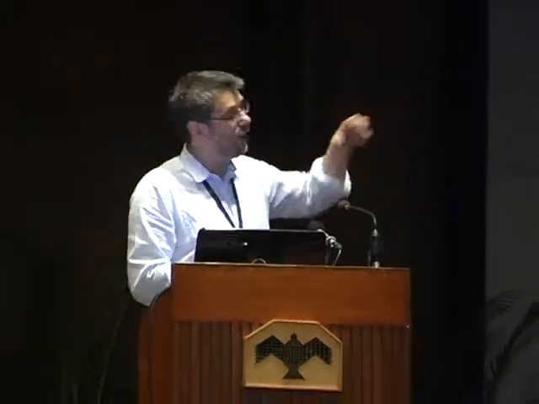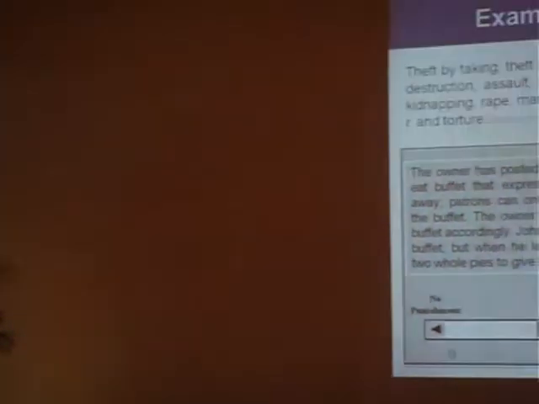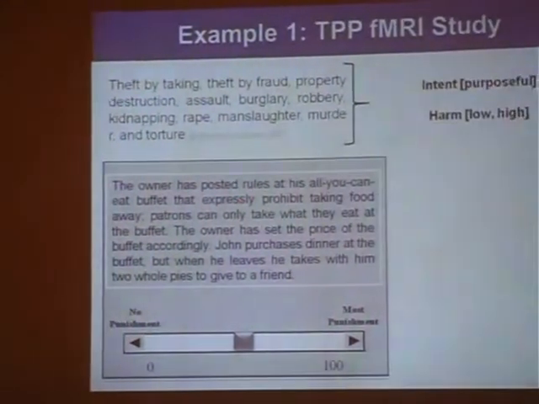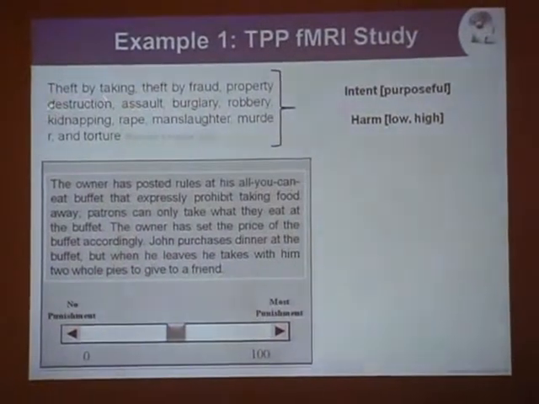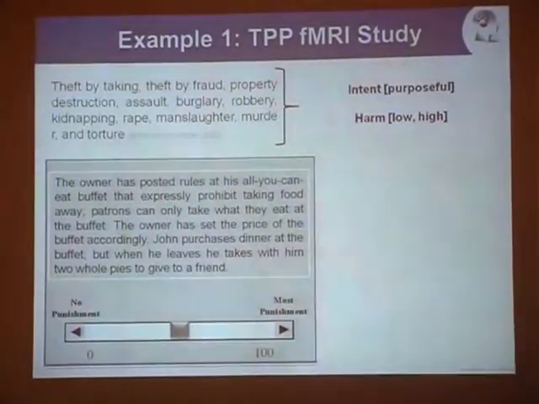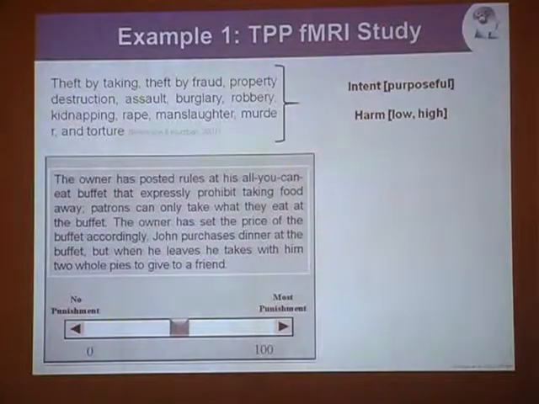So basically, I want to involve you a little bit, that you do these kinds of tasks. We use these different harm scenarios, right? It could be easy ones, low harm, theft by taking, but it gets pretty expensive: robbery, kidnapping, rape, murder, and torture. And the question is now, the intent was obviously purposely, John did it on purpose, but what we changed was the harm. So there were scenarios with low harm to the victim and high harm to the victim.